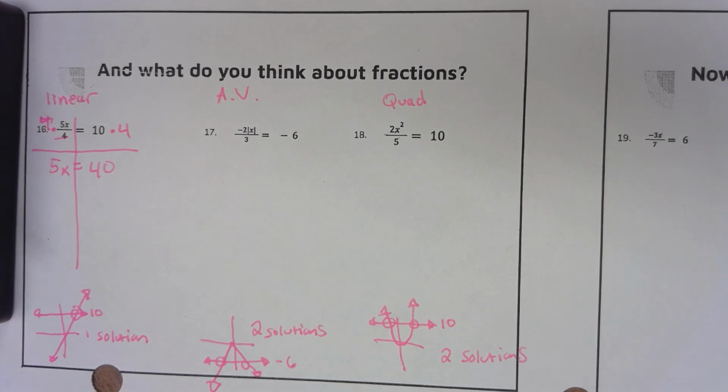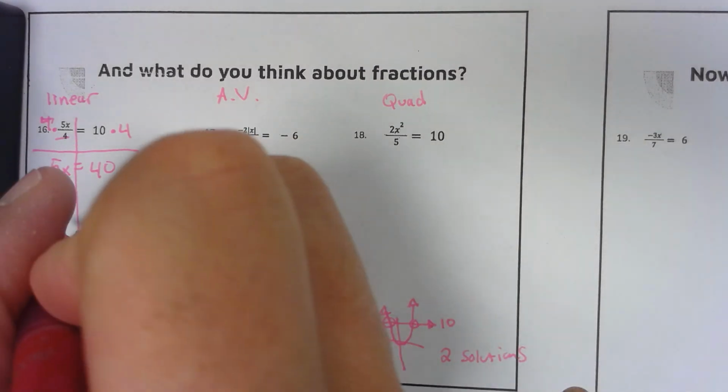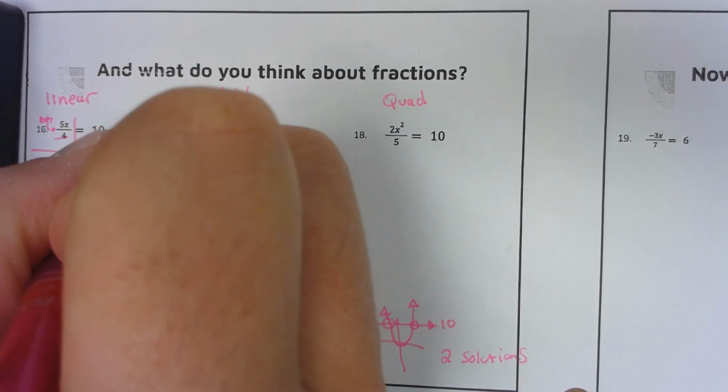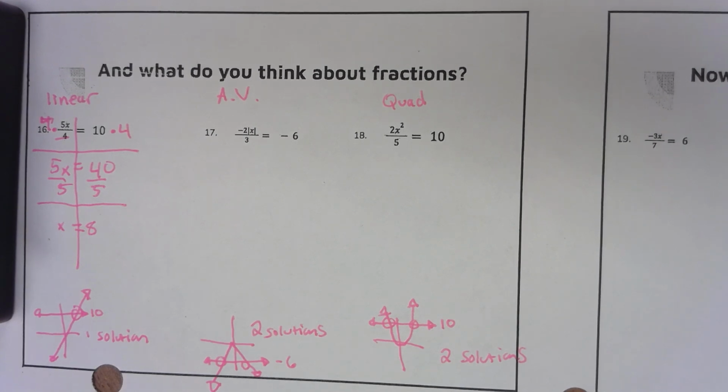Now this looks just like a problem that we started with. Right? This is 5 times x equals 40. I can think about 5 times what is 40? That would be 8. Or I can divide by 5. And 40 divided by 5 gets me to 8. 5 times x is 5x. There's our one solution.